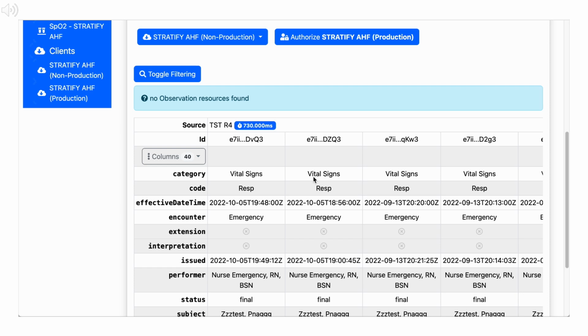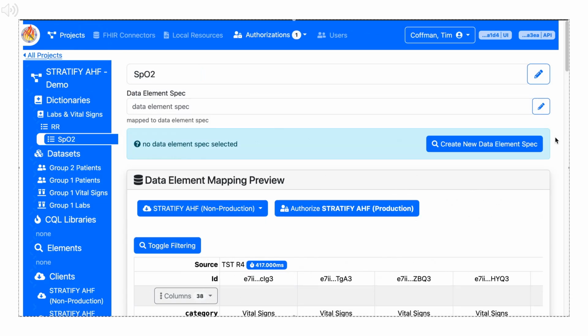Knowledge sharing is a key feature of CQL Platform, so in this case there is already a data element mapping for respiratory rate available from another project. It uses one LOINC code to identify the relevant vital sign. The preview displays all the observations with matching codes.